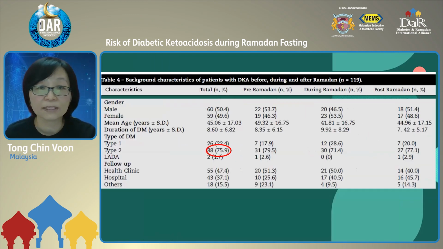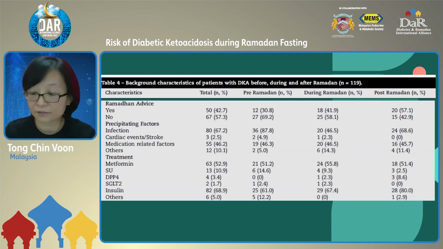And in terms of gender, there were no differences. The mean age of our patients was 45 years old, and they had diabetes for about 8 years. And as I mentioned, about 3/4 of our patients admitted for DKA had type 2 diabetes, and the rest either had type 1 diabetes and a few had LADA.